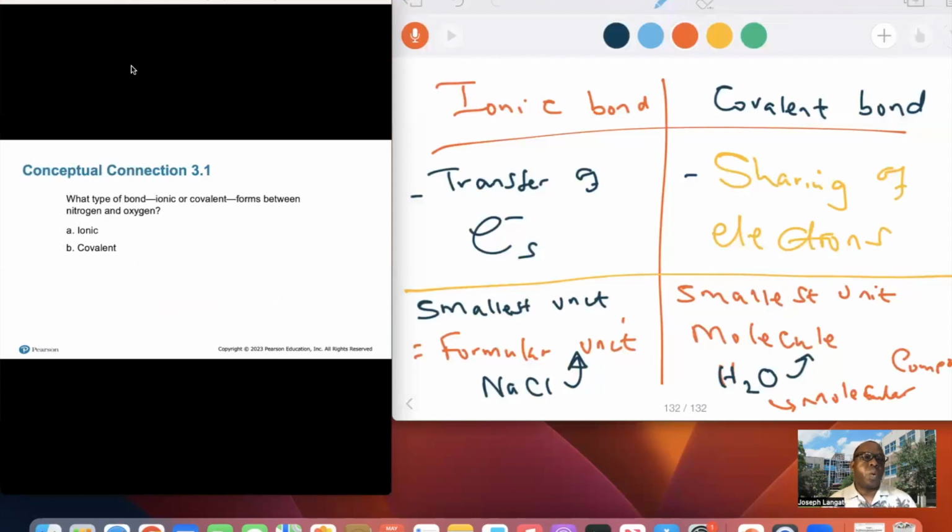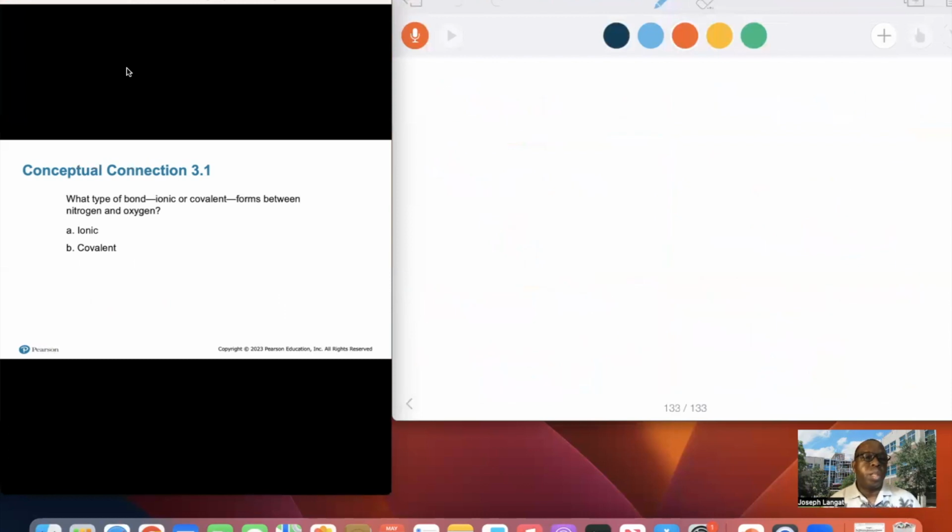This is a conceptual question, which I think is in the text. What type of bond, ionic or covalent, is formed between nitrogen and oxygen? I will look at the position of nitrogen and oxygen, and remember this is something we covered in the previous section.